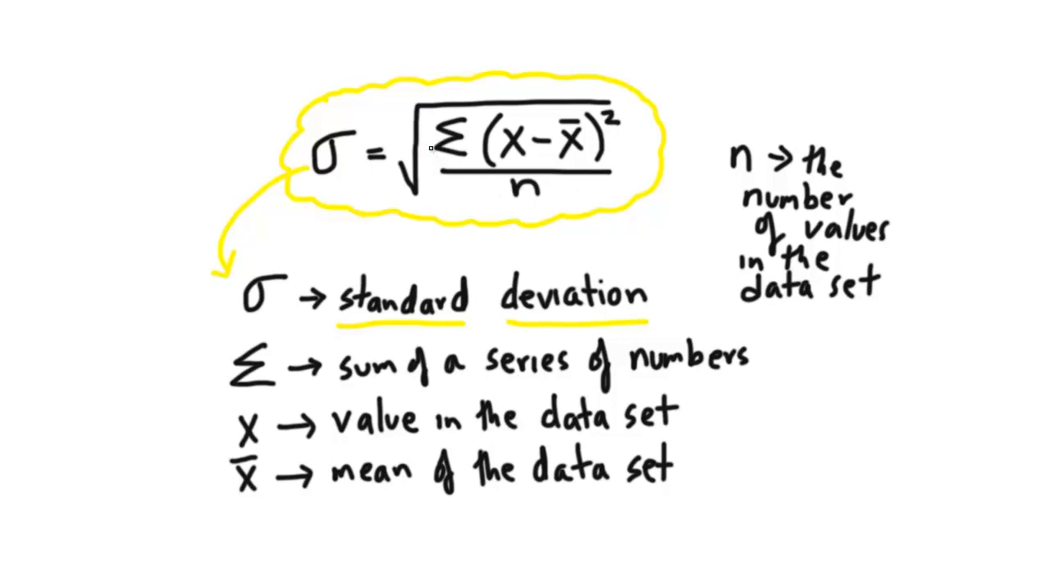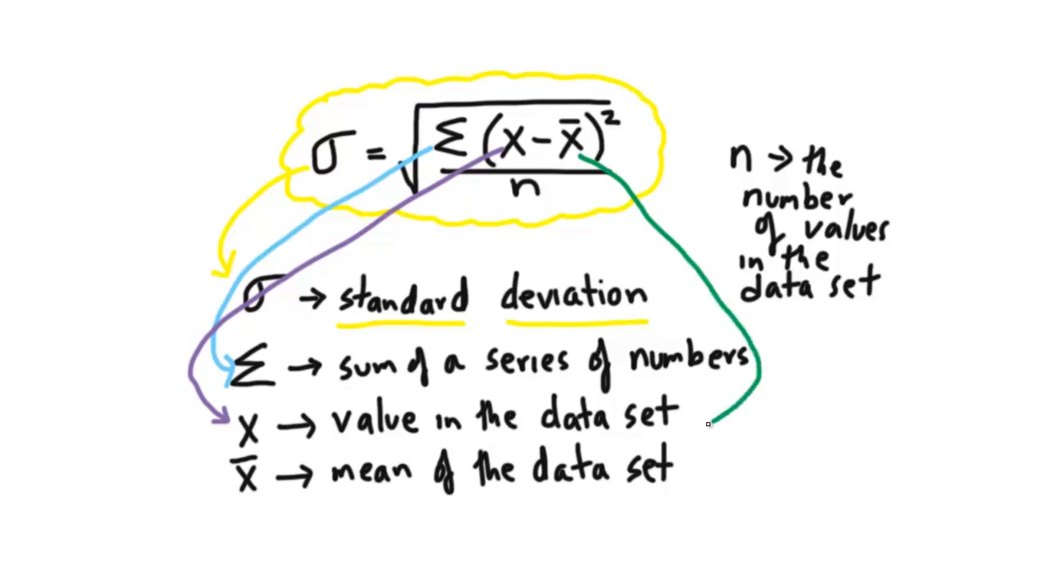So the capital sigma means the sum of a series of numbers. All it is, you just add up all of the numbers. Right? So that's what this capital sigma means. And then we have the x, and the x is just the value in the data set. And then we have the x bar, and that refers to the mean of the data set, right? Or the average. And then we have n, and n is the number of data values in the data set.